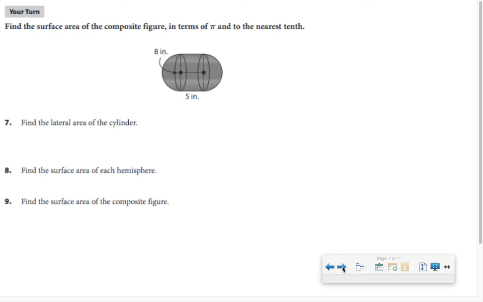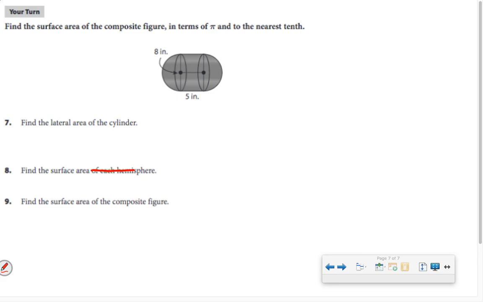Notice that it's asking for it in terms of pi and to the nearest tenth. They've broken it down for us. We're going to find the lateral area of the cylinder, the surface area of each hemisphere, and then the surface area of the composite figure. Instead of finding the surface area of each hemisphere, let's consider the fact that if I take two hemispheres and put them together, then it's just a sphere.